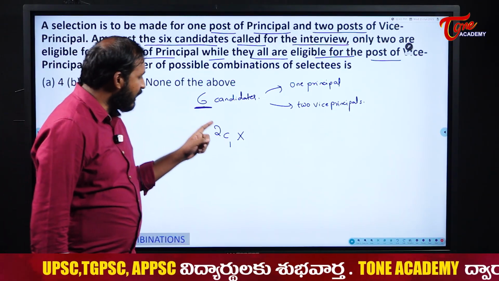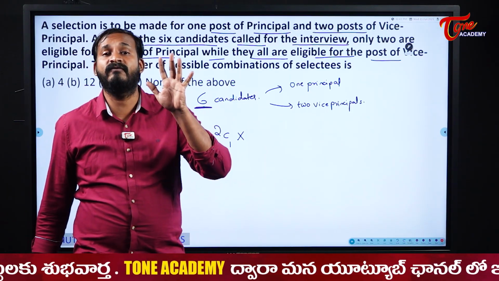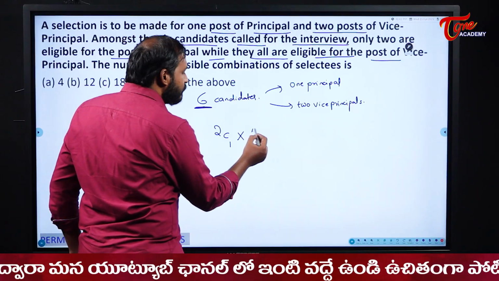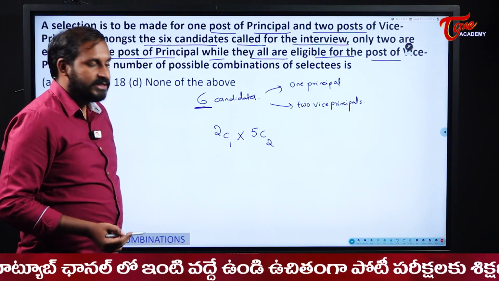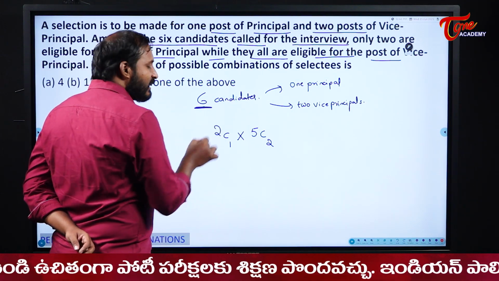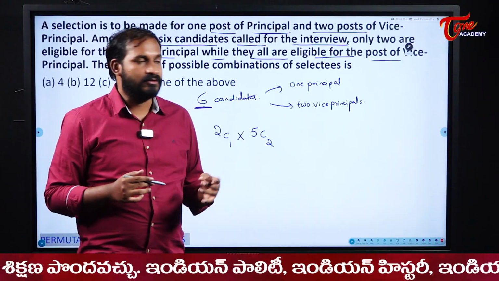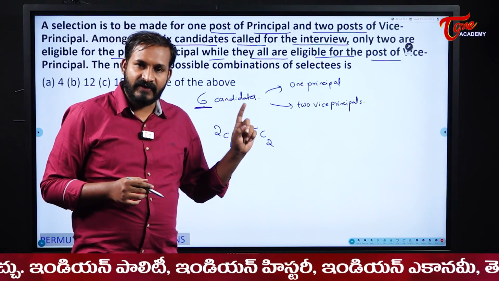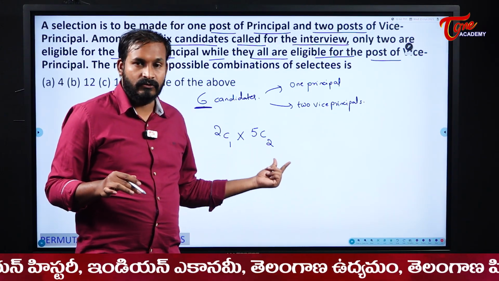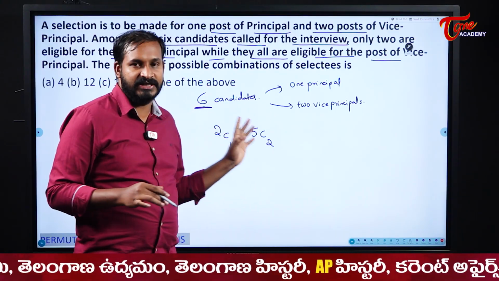No. See, after selecting the principal, out of 6, 1 was gone. Now I will be left with 5 more people, not 4. From those 5 people, I need to choose 2 vice principals. First I am choosing principal and then the vice principal. Don't think that, sir, 2 are available for principal, so 2C1 and I am left with 4. No, 2 are eligible for principal and all are eligible for vice principal. So that is the reason it is 2C1 into 5C2. Out of 6, 1 will be gone for principal and the remaining 5 are available. From the 5, I need to choose 2, so 5C2.